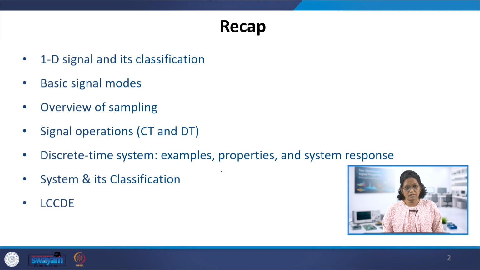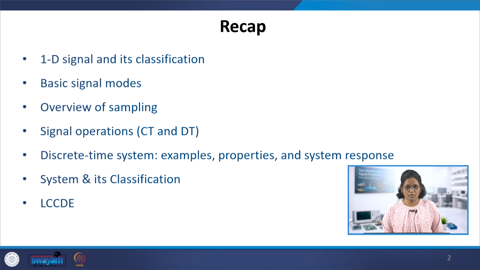And then the LCCDE, linear constant coefficient difference equations obeyed by the discrete time systems. How do we solve that? We saw it with one example, and through the LCCDE, how you get the zero input response and the zero state response, and what the total solution is, and how the homogeneous solution and the particular solution help in getting the total solution, and how these homogeneous and particular solutions are related to the zero input and zero state responses, we had seen.